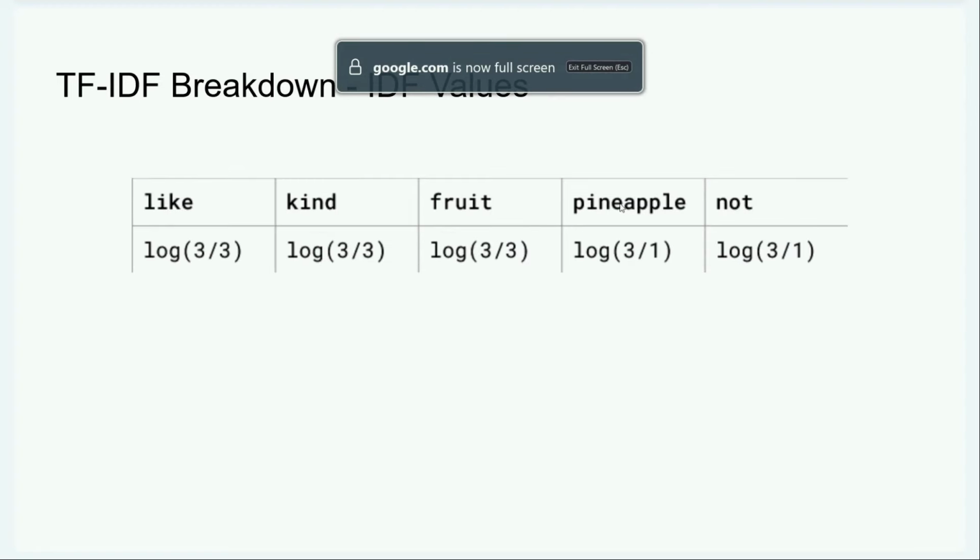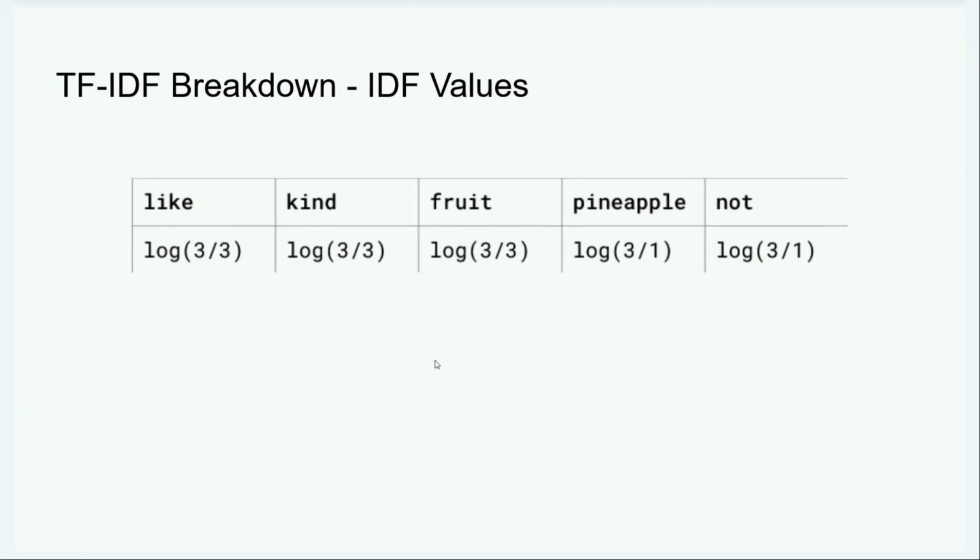Now let's go to the IDF values. Now IDF values are not calculated for sentences. These are calculated for each individual token in the vocabulary. Now, like, as I mentioned, this would be log of total number of documents divided by the documents in which the token appears.